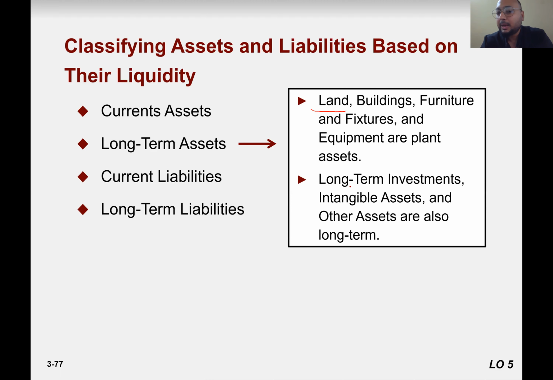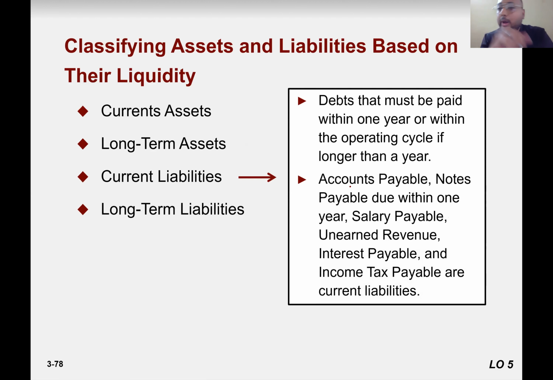Similarly, intangible assets like goodwill and patents, their life is also more than 1 year, so they are also categorized as long-term assets. Current liabilities are those whose life is less than 1 year or less than the accounting year. So these are notes payable, accounts payable, salary payable, unearned revenue, interest payable, tax payable, right?